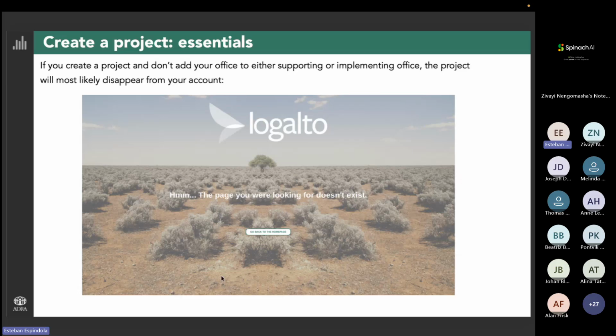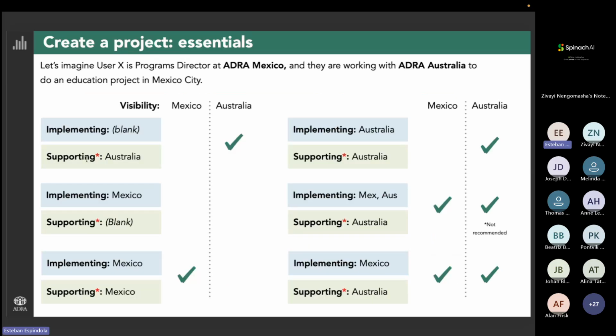So if I create a project in Mexico, which is in Inter-America division, and I just click Supporting Office Australia, which is in SPD, and I just click Submit, and I don't put myself in Implementing Office, even though I created the project, it will effectively disappear for me. And this is really annoying.